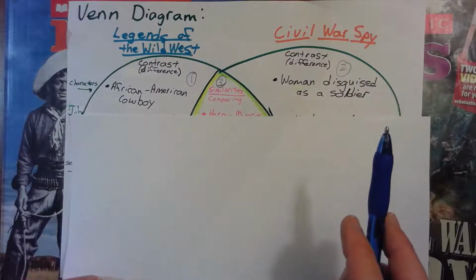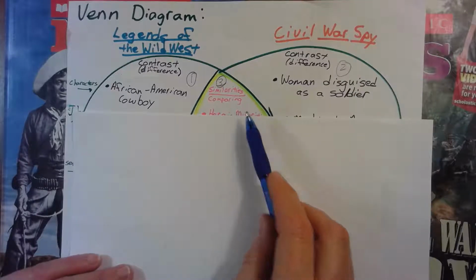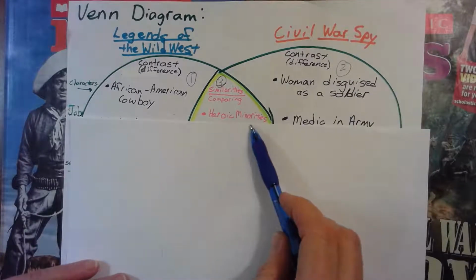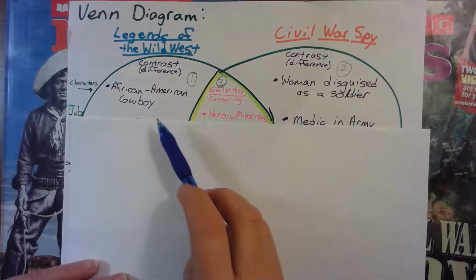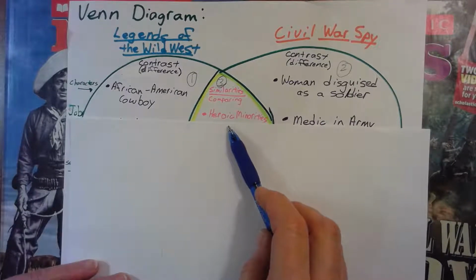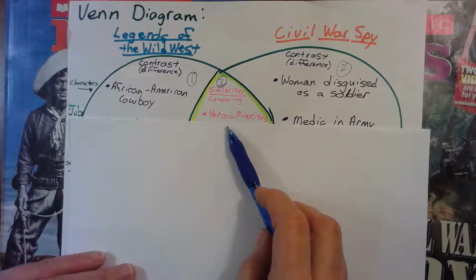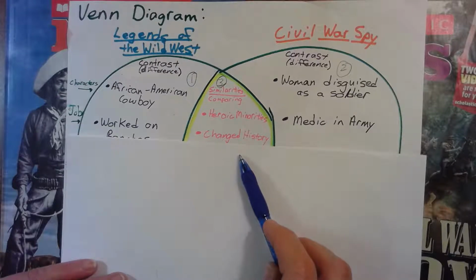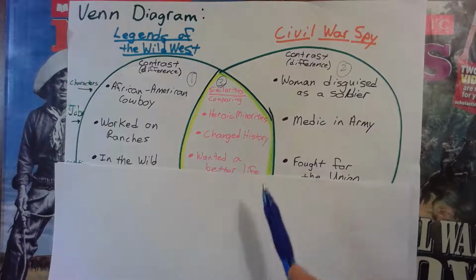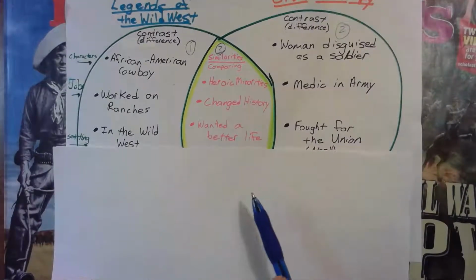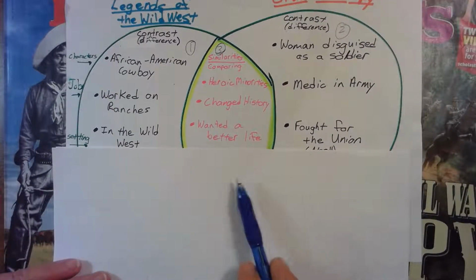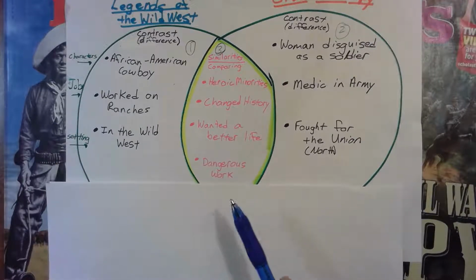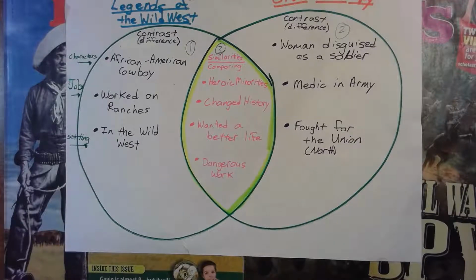Now let's compare, and that's called finding the similarities. Okay, so they both are minorities. One is a woman, one is an African American, and they're heroic. They're heroes. They did amazing things. Both changed history. They both wanted a better life. So that is the same for that. And they both had very dangerous jobs. Okay? So that is kind of how you compare and contrast two different articles.